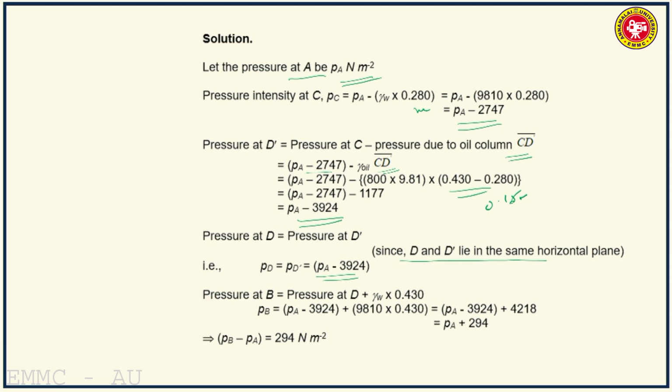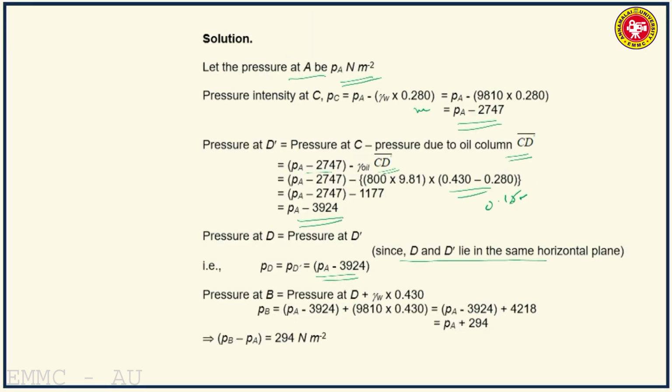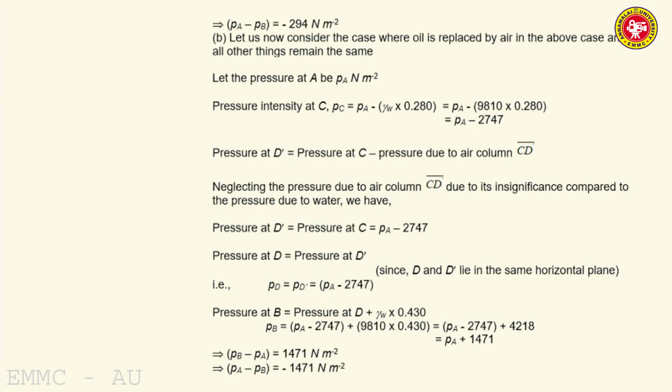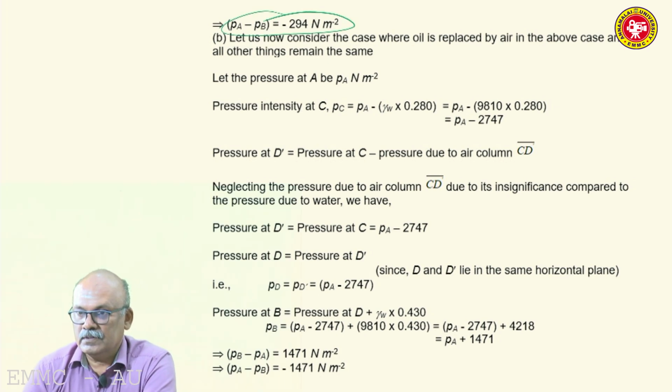So pressure at B will be pressure at D plus, what is it you have in this column? 430 millimeters, it is water. So gamma W into 0.43 meters of water. So you get Pa plus 294. So Pb minus Pa is equal to 294 Newton per meter square. Okay, this is the answer for the first part of the problem.